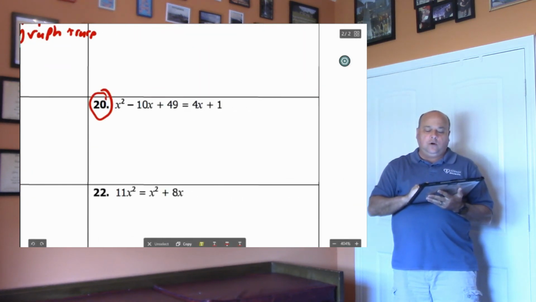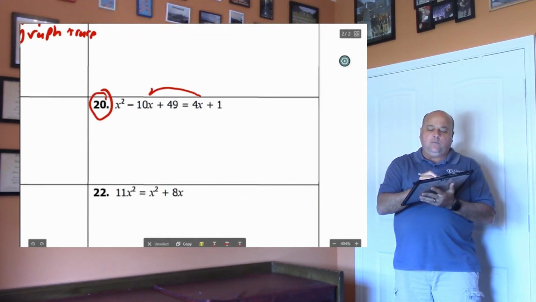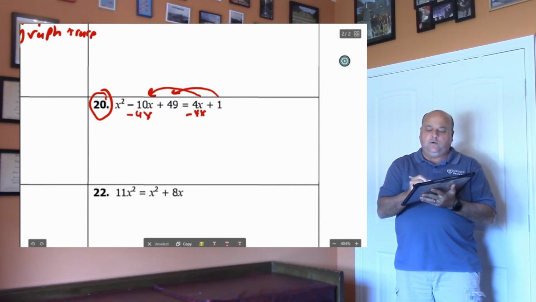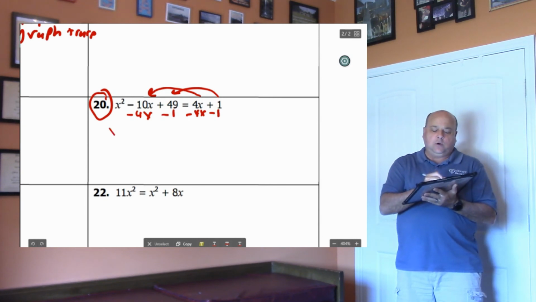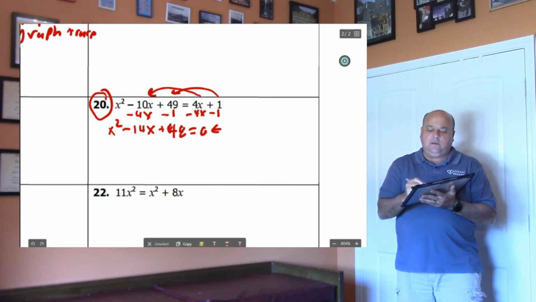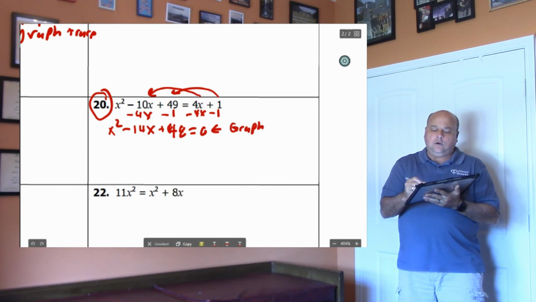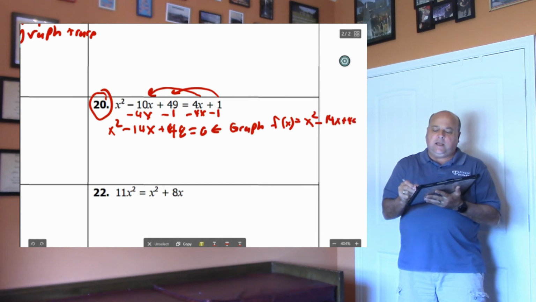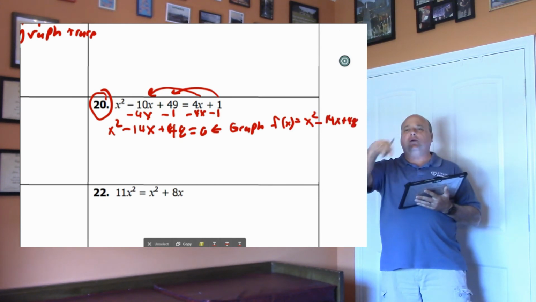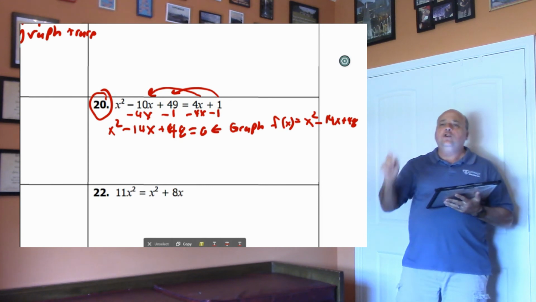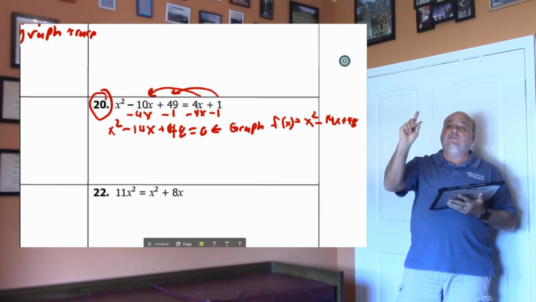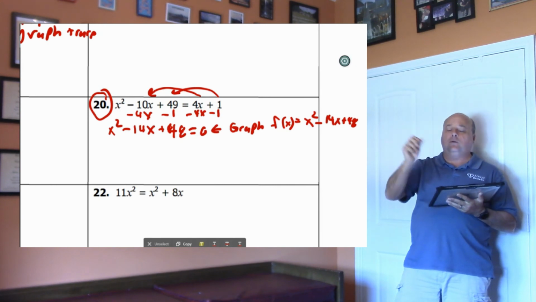Let's do number 20. So on number 20, we got to move that 4x over and the 1 over, don't we? So we're going to subtract 4x to move it over, subtract 1. So we're going to get x squared minus 14x plus 48 equals 0. You're going to graph f of x. That's going to be on the calculator. X squared minus 14x plus 48. And then hit control, or just graph trace it and get your zeros, okay? You got to solve these for 0 to graph. If they're not solved for 0, you can't graph them, okay?